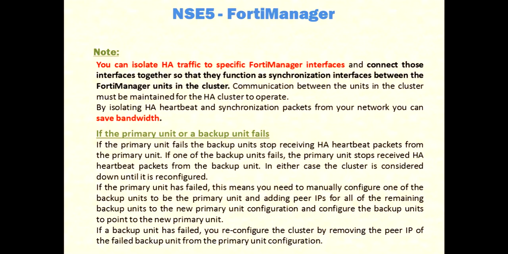If the primary unit has failed, this means you need to manually configure one of the backup units to be the primary unit, add in peer IPs for all of the remaining backup units to the new primary unit configuration, and configure the backup units to point to the new primary unit. If a backup unit has failed, you reconfigure the cluster by removing the peer IP of the failed backup unit from the primary unit configuration.